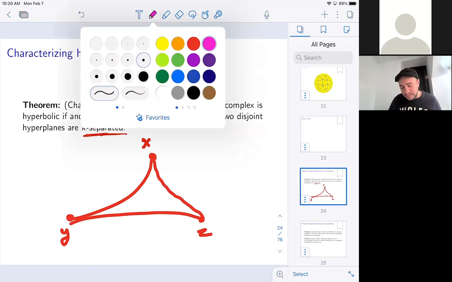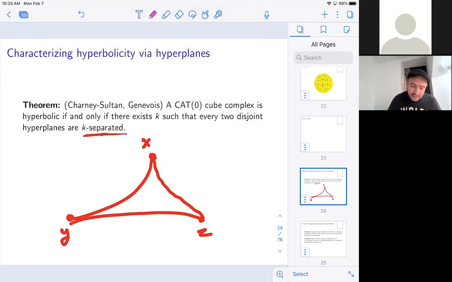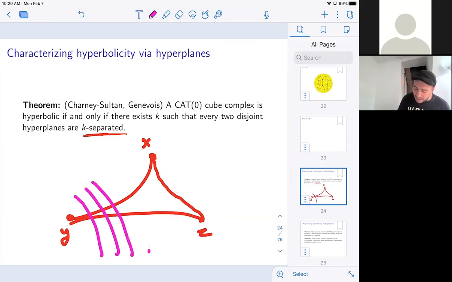Well, the way to do it, you say, let's look at the hyperplanes. Let's look at the hyperplanes that cross YZ, right? The hyperplanes that cross YZ, they will either leave from this side or they will leave from this side.